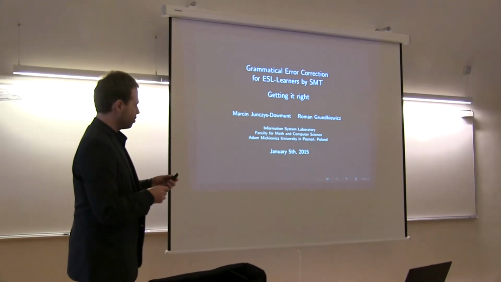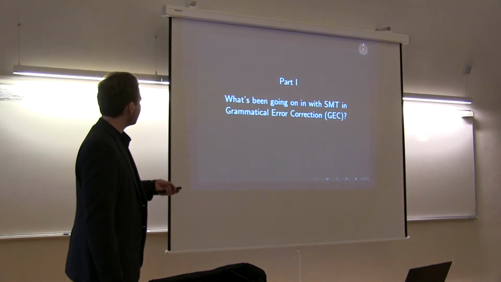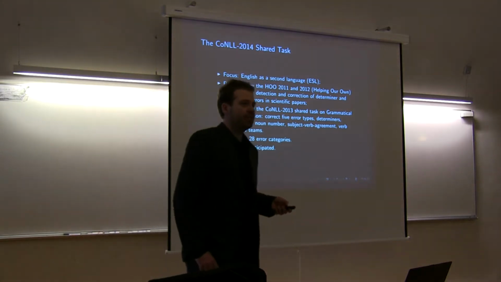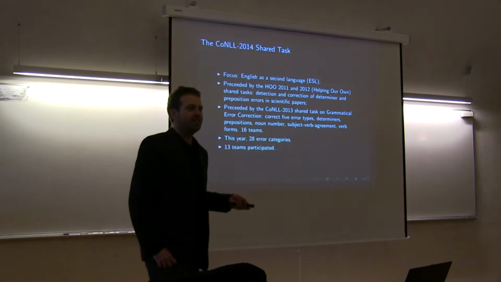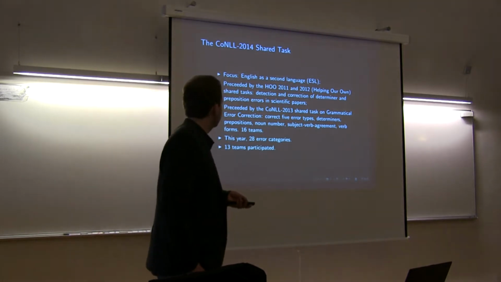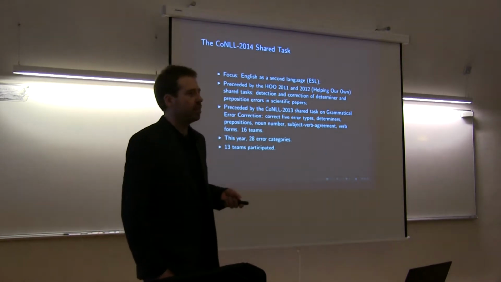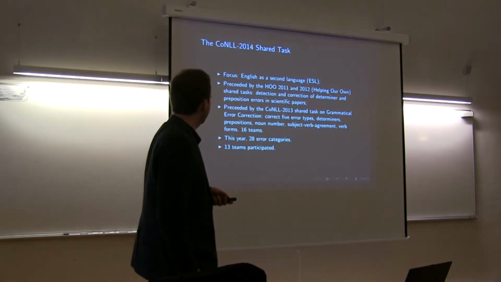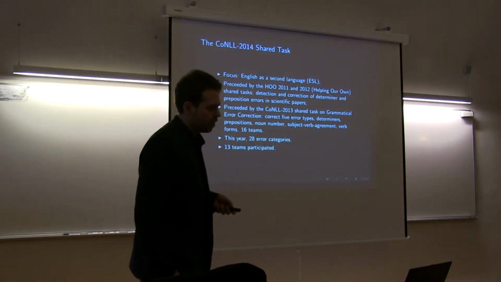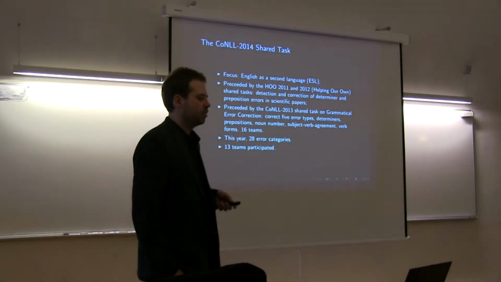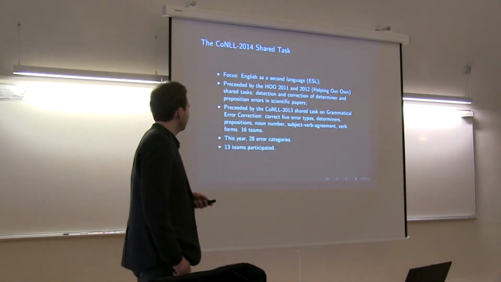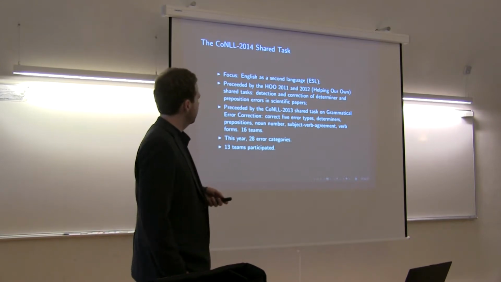So let's first introduce what's going on in grammatical error correction. We focus on grammatical error correction for English as a second language, so this is probably interesting for all of us, because none of us is native, I suppose. The most significant event recently has been the CoNLL-2014 Shared Task on grammatical error correction. It has been preceded by 3 other shared tasks, the Help Our Own in 2011 and Help Our Own 2012. This was quite interesting because this focused on the correction of scientific articles in NLP, actually. But they only focused on determiners and preposition errors.